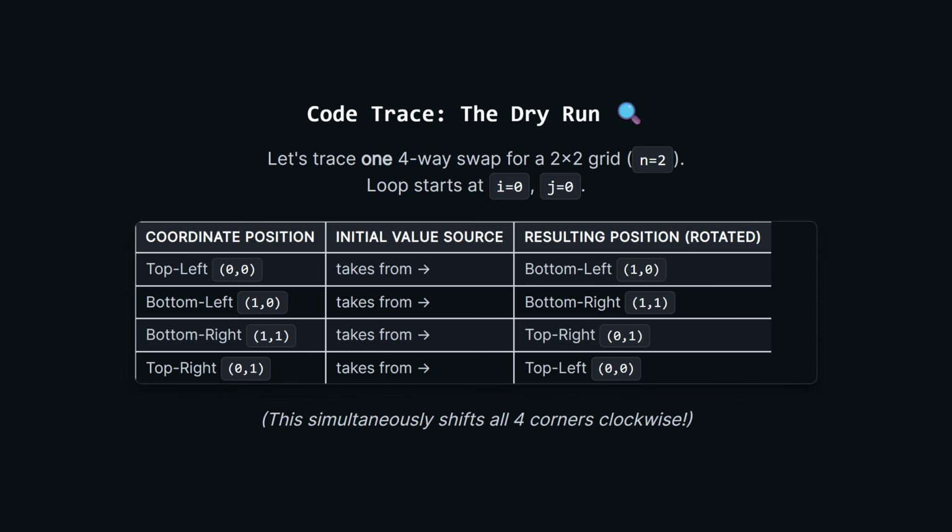When we are at the very first spot, position 0, 0, the code calculates the other 3 corners based on the grid size. It grabs the number from the bottom left and moves it to the top left. It grabs the bottom right and moves it to the bottom left, shifting everything clockwise in one single smooth motion. By doing this for the whole ring, the entire matrix rotates perfectly.